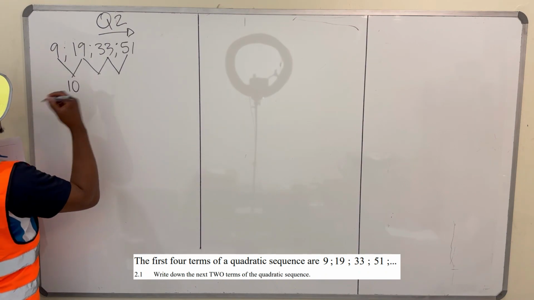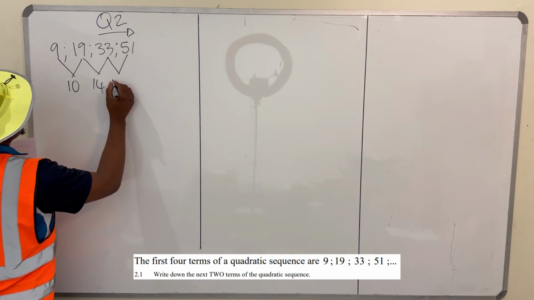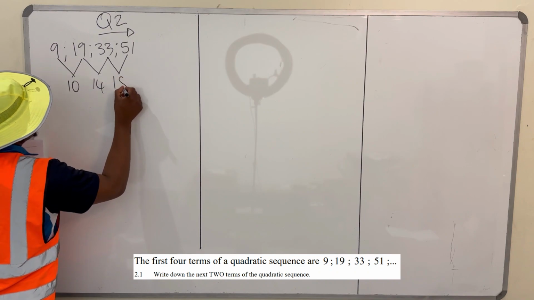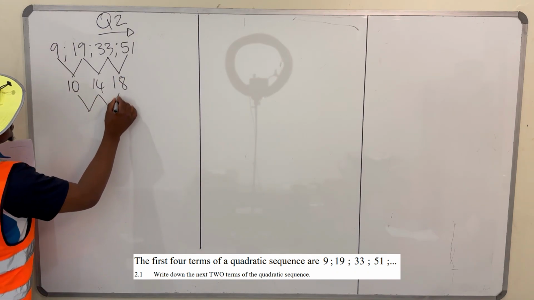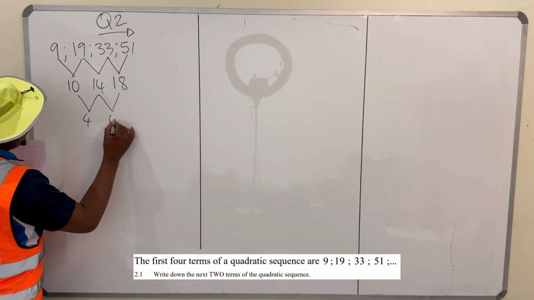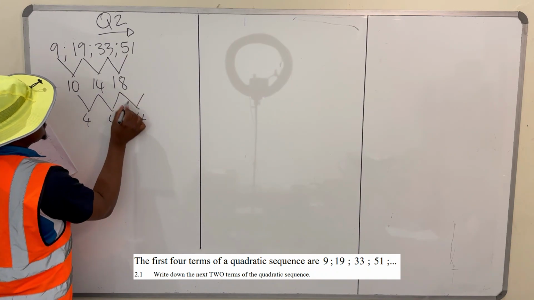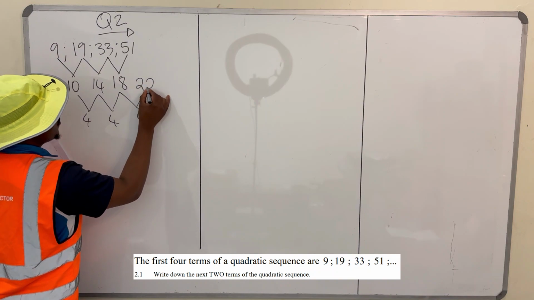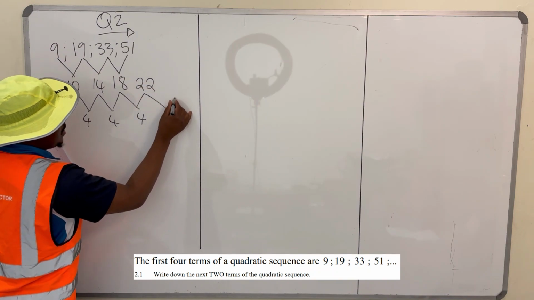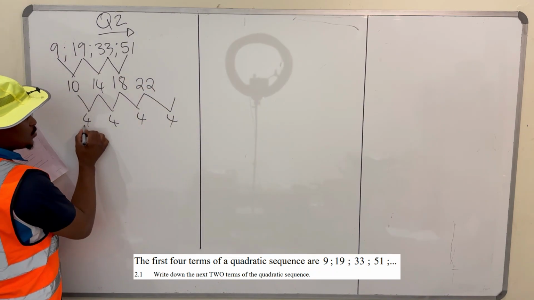It's 14. Then it's 18. What's the difference between the two? It's 4. The next one will be what? It will be 4, which means this becomes 22, right? Yes, to be 4 again, because this one is constant.